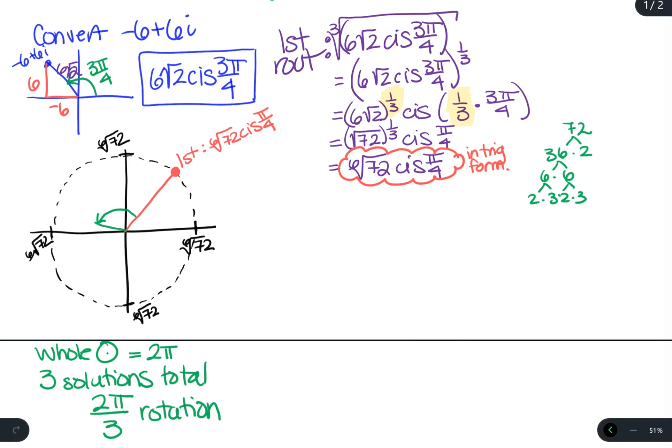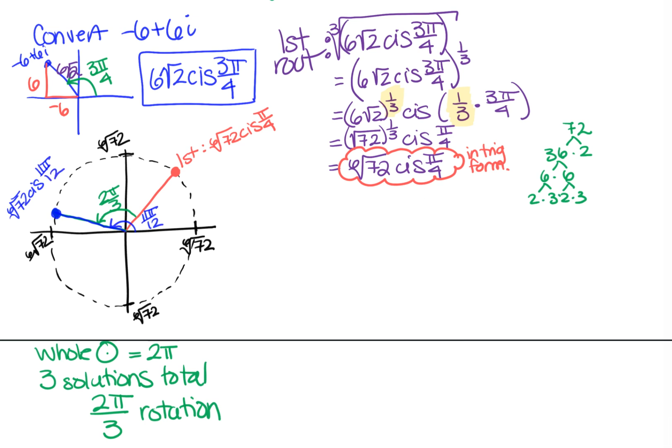So my next solution, my second solution, is going to be right here. I already know that that angle is going to be 11 pi over 12. Now, that's a rotation here of 2 pi over 3 from the first solution. And I'm actually going to change that one color to blue, so that the entire angle, this whole blue angle, then, is 11 pi over 12. Okay, so that second solution is going to be right there. It's going to have the same R value, 6th root of 72, and now it's cis 11 pi over 12.